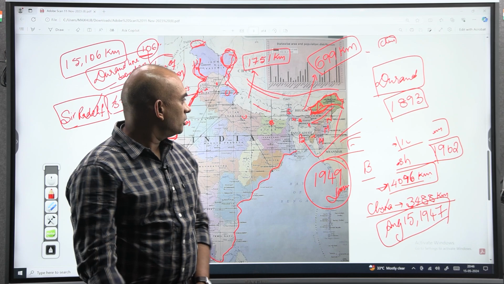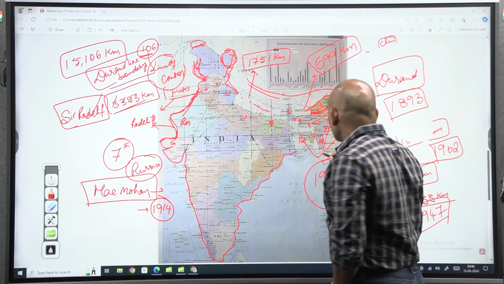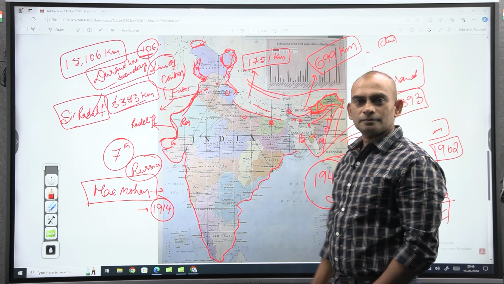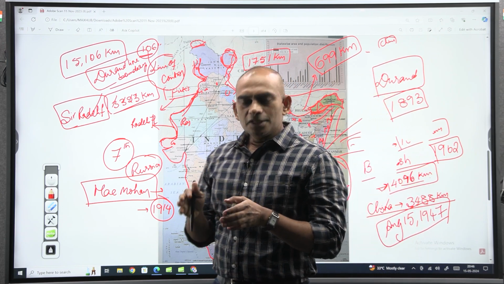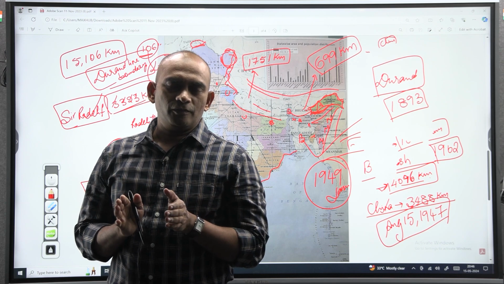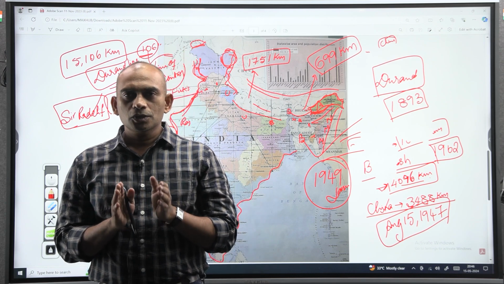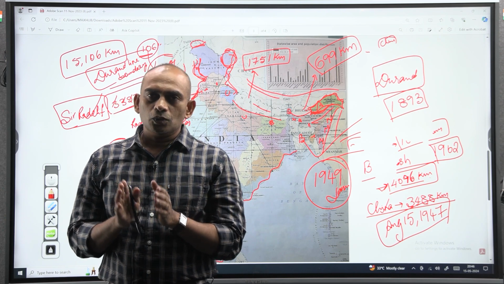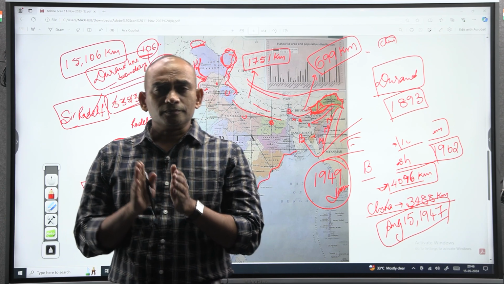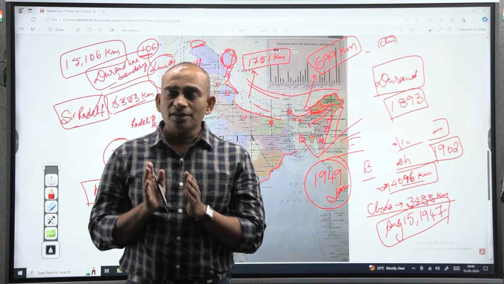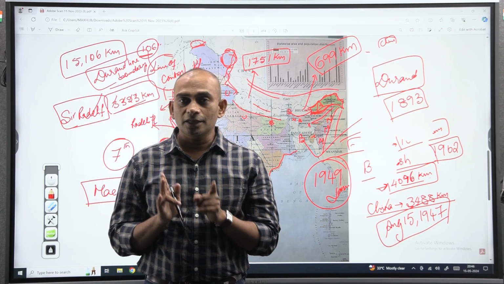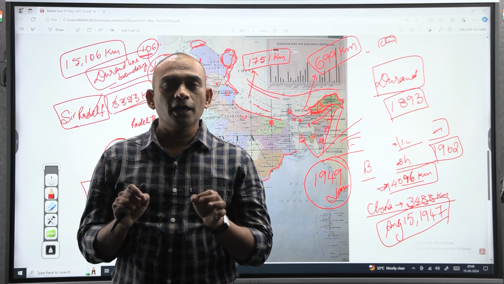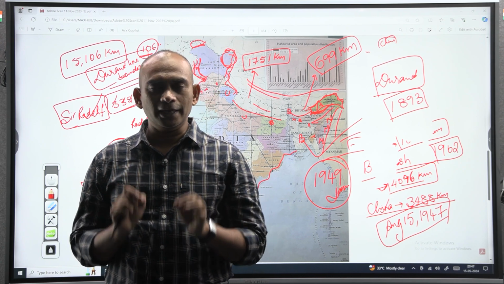So what about Myanmar? What about Bhutan and Nepal? There is no specific name for the boundary of these countries. India is sharing a 1751 kilometers boundary with Nepal, but we have a boundary dispute with Nepal.